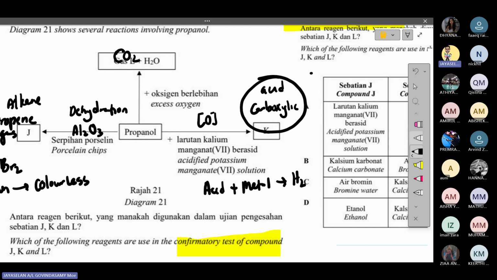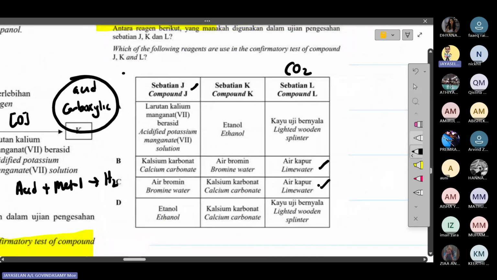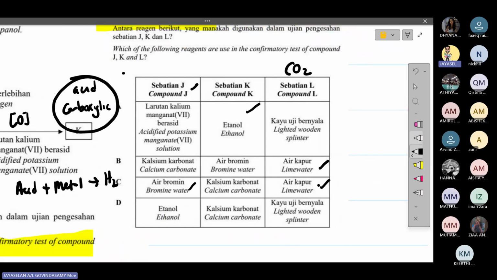Okay, let's look at J. J is propene, right? So we use bromine. The K is carboxylic acid, right? You can take the acid reacted with metal carbonate, or we can take calcium carbonate. You will get carbon dioxide gas. This gas will turn the lime water cloudy. So the answer should be C. Very good, Adi Edmund.